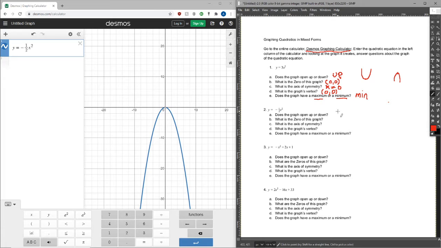Now let's answer our questions. So does the graph open up or down? Well, we just talked about how it opens down.